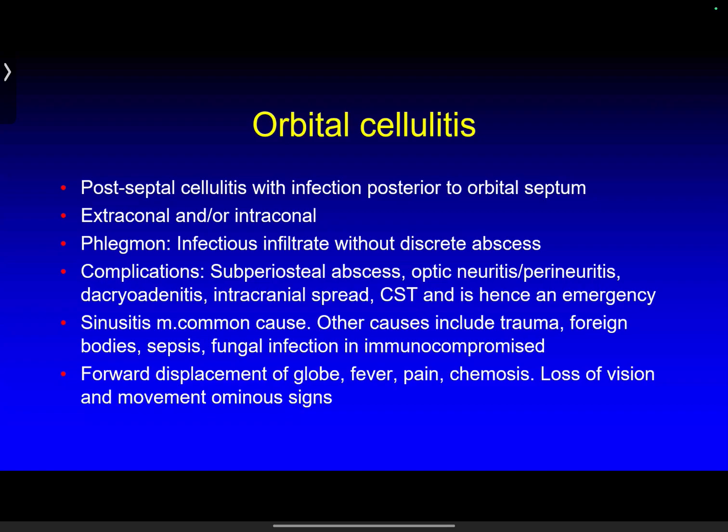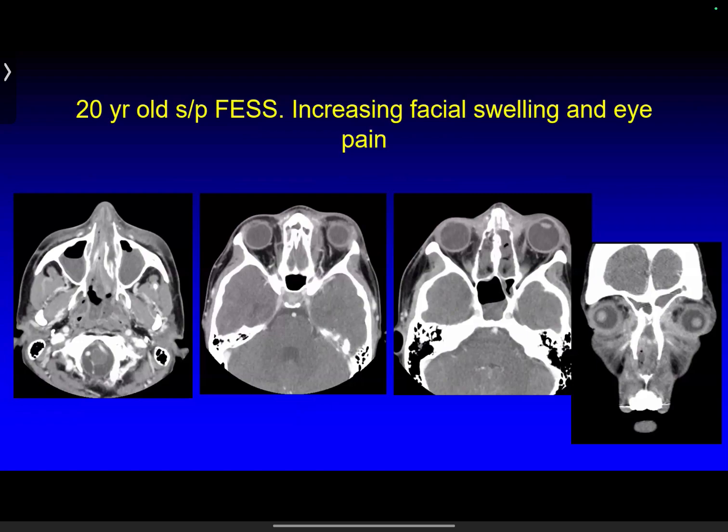And sinusitis is the most common cause, but of course other causes include trauma, foreign bodies, sepsis, fungal infection, and immunocompromised. And the patient will have proptosis, fever, chemosis. If they have loss of vision or loss of eye movement, that's usually an ominous sign. The next patient in the ER is a 20-year-old who had an endoscopic sinus surgery a week ago and now is presenting with increasing facial pain, facial swelling and eye pain.